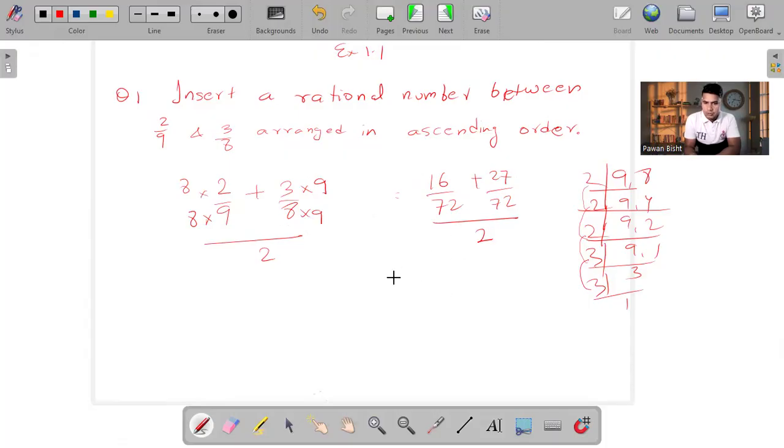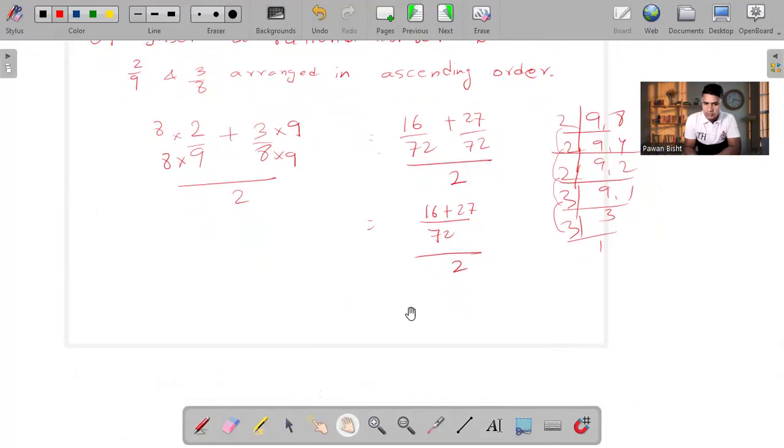Okay. So since the base is the same, I can write it this way, 72, and add 16 plus 27, divided by 2. 16 plus 27 is how much? If you add, you will get 43 over 72 upon 2. Now you know that whenever we have this type of condition, this 2 will multiply here. So this 2 will multiply the 72, 43 over 72 times 2, which is 43 over 144. Right?